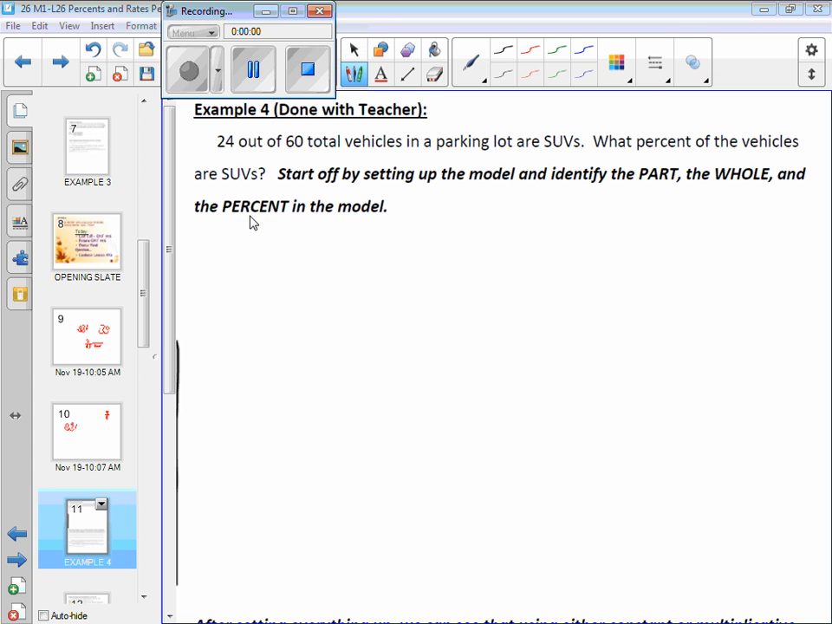All right, so I'm going to start off by writing the template. How many of you did your template SUVs over total cars? Okay, that's fine, but I want you to add something to your template if you haven't done so already. I'll start it out the way you did, SUV over cars or total cars. I want you to start getting used to the vocabulary of part, whole, and percent.